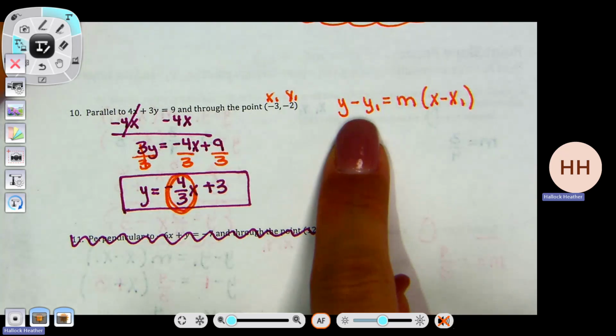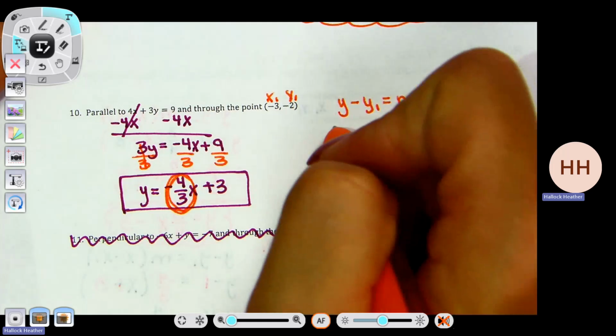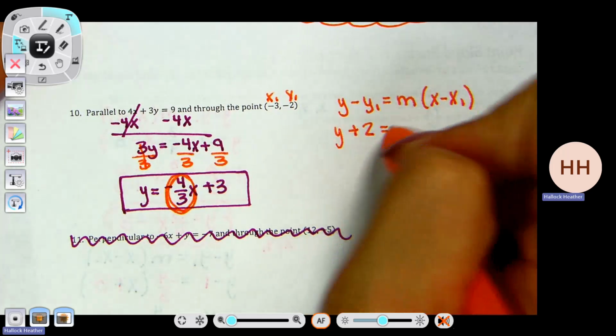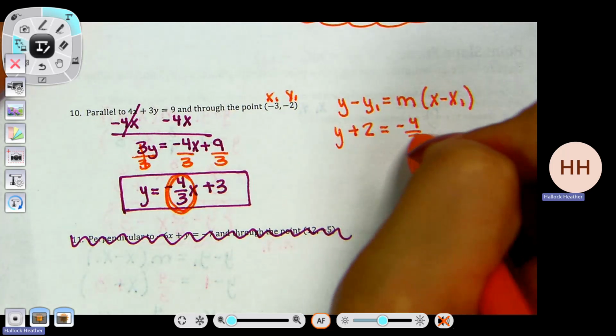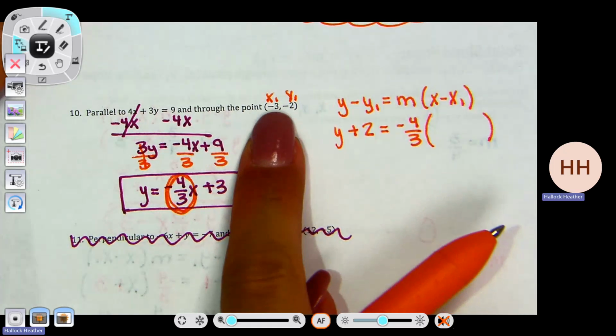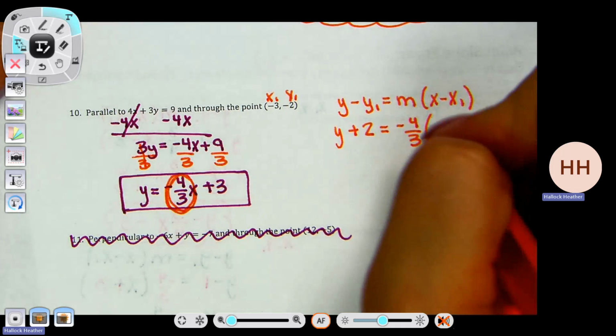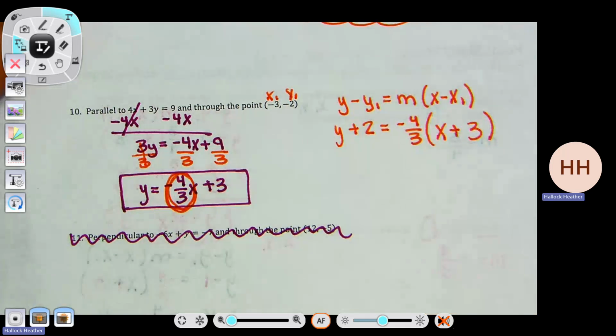Okay, so is it y minus 2 or is it y plus 2? Plus 2, because you're minusing a negative. So y plus 2. My slope is negative 4/3. And then x plus 3 because it's negative. So plus 3. Same thing from Friday.